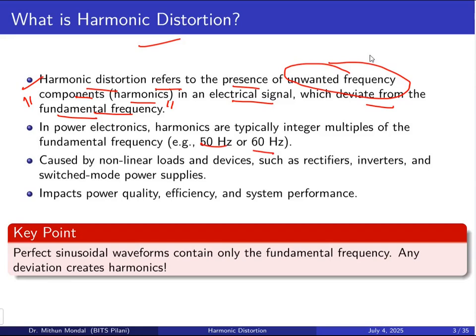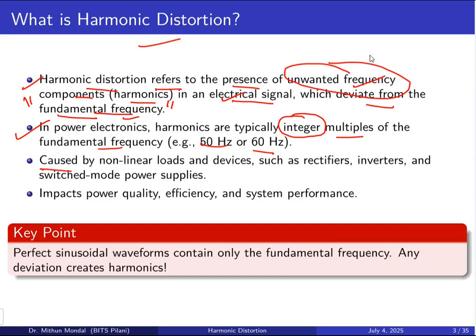So this fundamental frequency is the one which is required, but there are certain unwanted frequencies which are present in this signal, and these frequencies are present at integer multiples of the fundamental frequency, which are known as harmonics. So harmonics are basically the unwanted frequency signal components, of integer multiples of the fundamental frequency, that are present in the electrical signal.